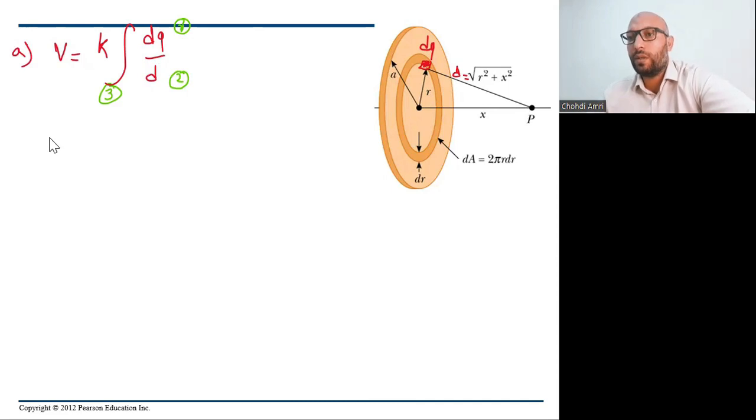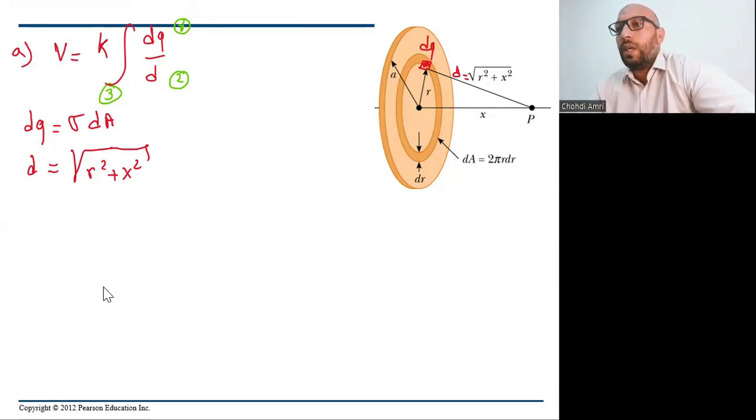At first, in our case, dq is what? dq is sigma dA. Good. Sigma dA. And what do you think about D? It is, as you said here, square root of R squared plus X squared. Good.